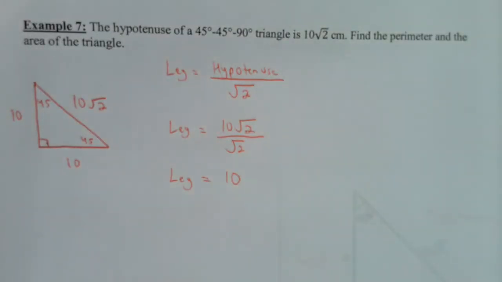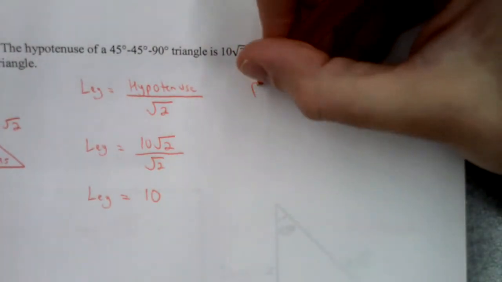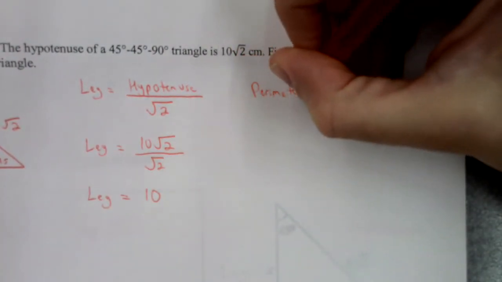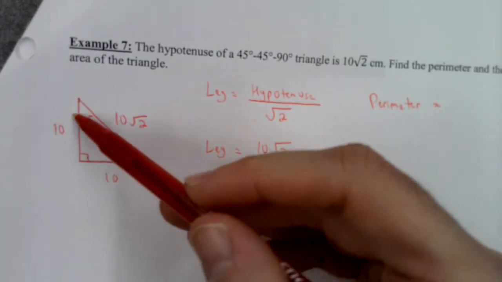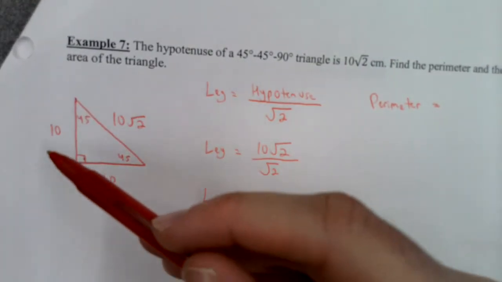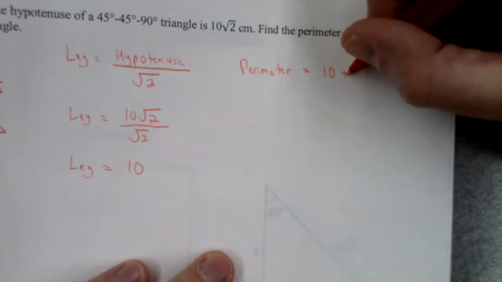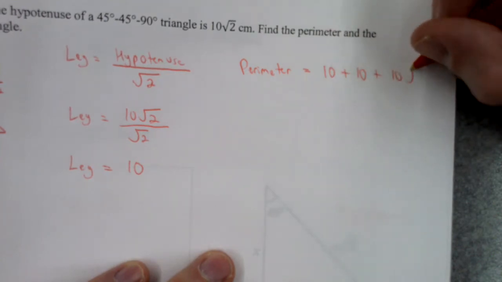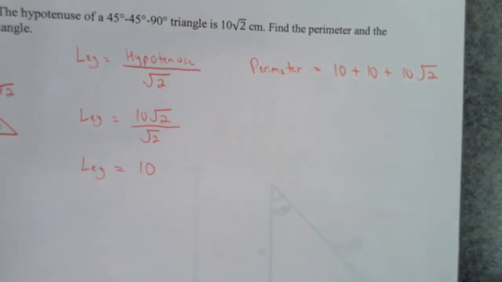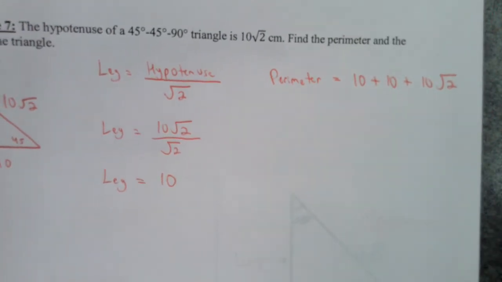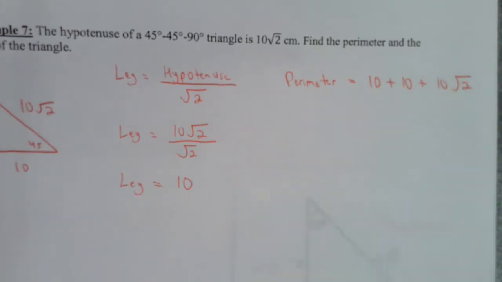Let's find the perimeter and the area. Perimeter first. The perimeter is when you add up all the sides, so I'll say 10 plus 10 plus 10 square root of 2. Now think back to the first lesson when we did operations with radicals. You're not going to make this 30 square root of 2; you're just going to combine the parts without the square roots together.